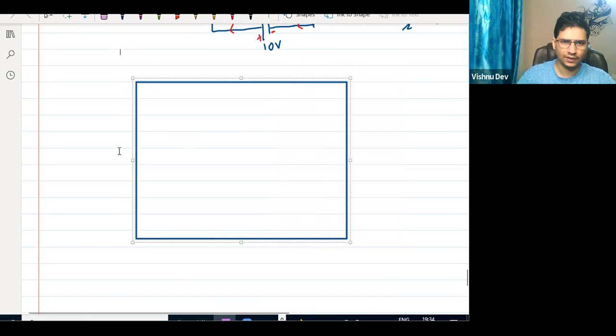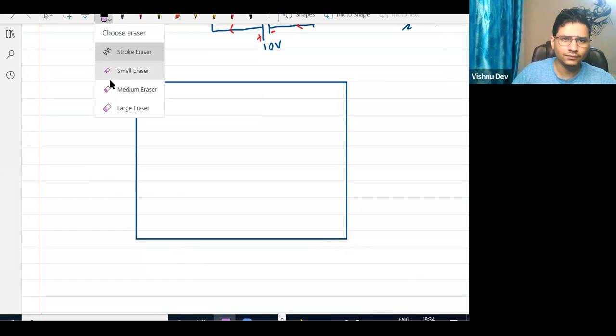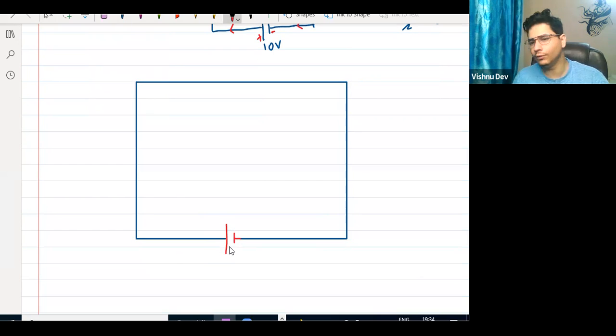Now, whenever we talk about potential, what is a battery? It is a source. It is a driving force. Agree? So I will make a battery like this. Suppose this is a battery. Now suppose in your home we have a tube light, a fan, an AC, a fridge.